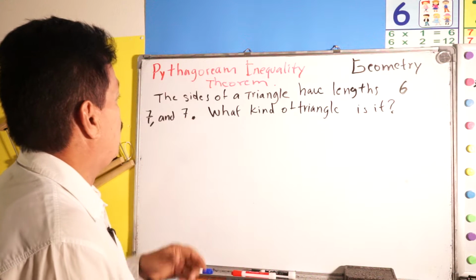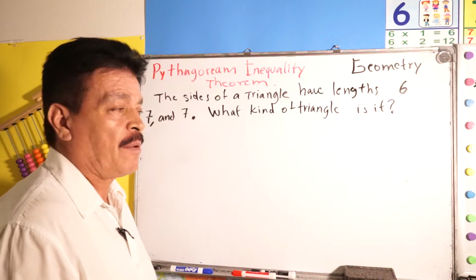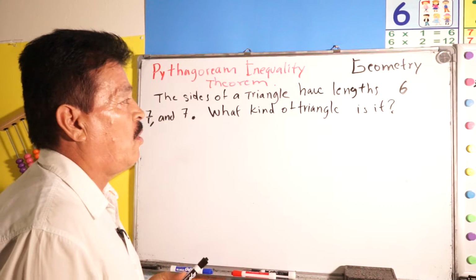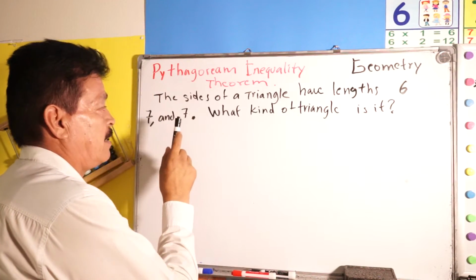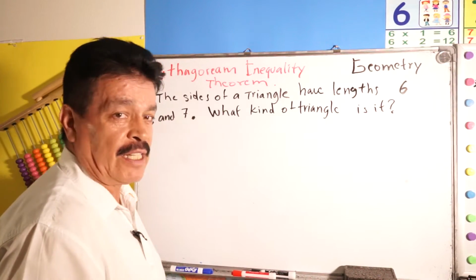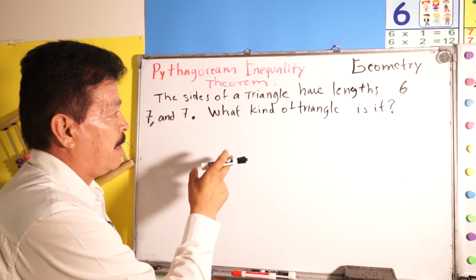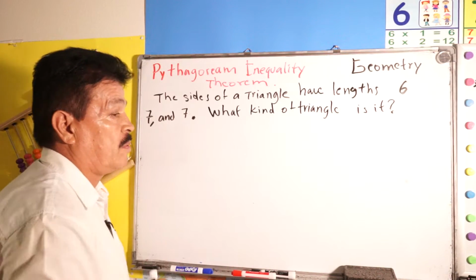Today I have this topic, the Pythagorean Inequality Theorem. Our problem for the day is: the sides of a triangle have lengths 6, 7, and 7. What kind of triangle is it? Alright, before that, let me explain the concept that we need to know to solve this kind of problem.